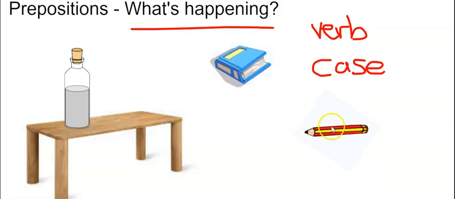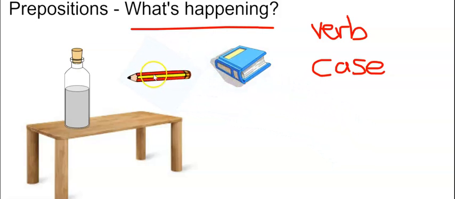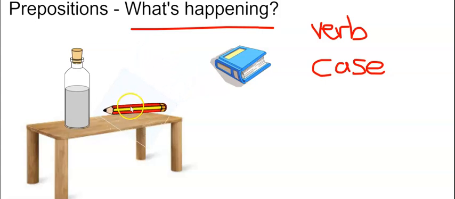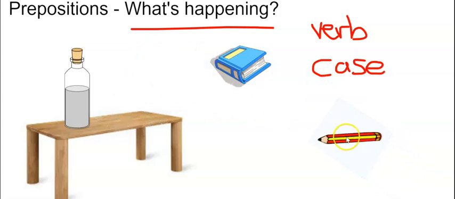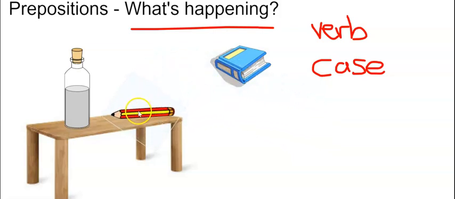Hier ist der Bleistift. Ich lege der Bleistift auf den Tisch. Der Bleistift liegt auf dem Tisch.